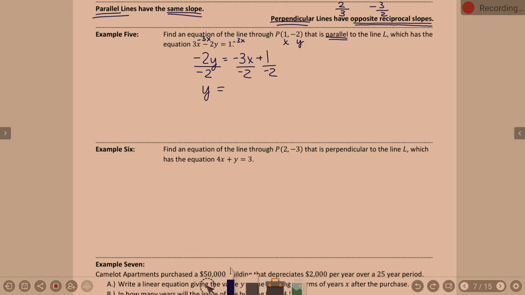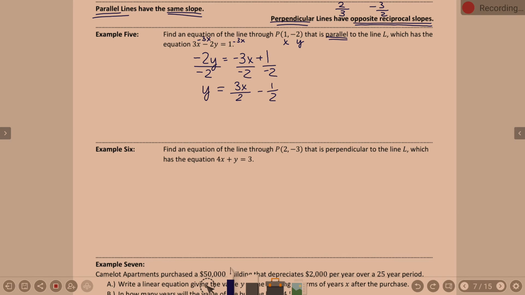What's this become now? Negative 2y divided by negative 2 leaves me with y. Negative 3x divided by negative 2. What is a negative divided by negative? Positive. So I'm going to say 3/2 x. Although, well, I'll leave it as that. And then plus 1 divided by negative 2 is really a minus 1/2. I didn't write that in great form, but what do we know? Denominators are the same. Do we know a slope?